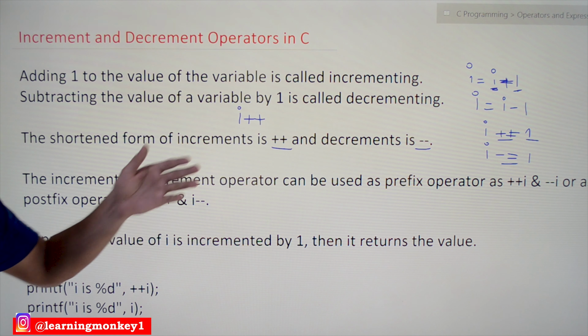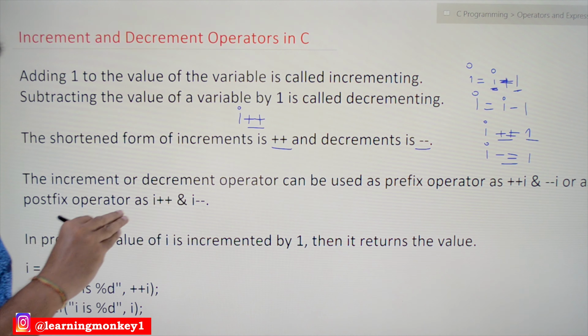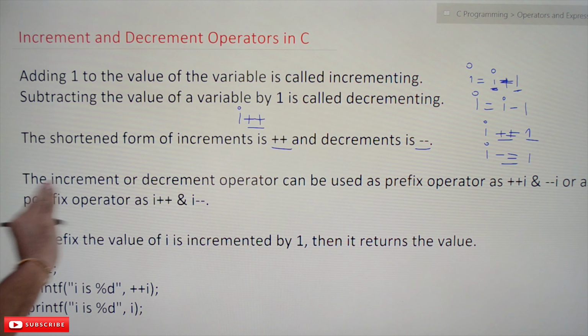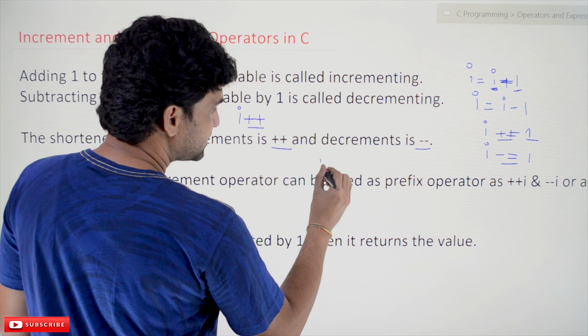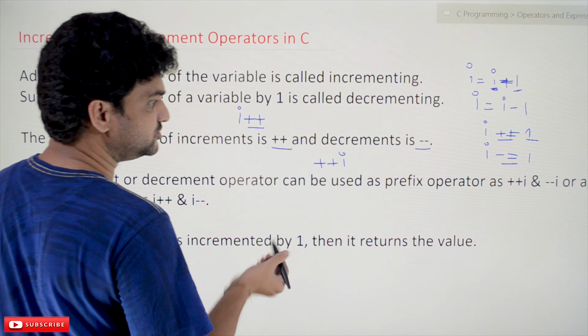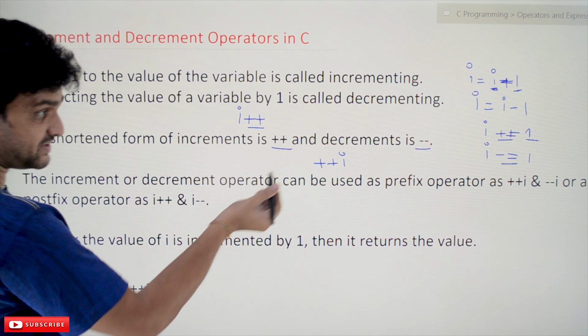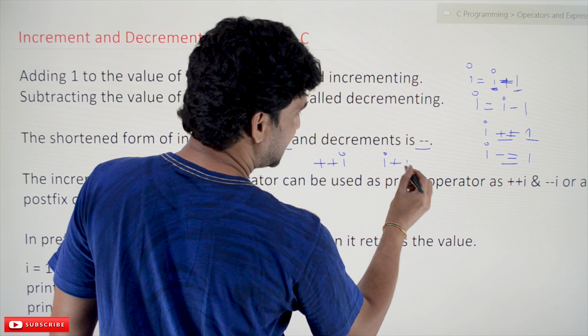The increment or decrement operators can be used in two different ways: one before the variable and the other after the variable. Plus plus I is one kind of utilization, which we call the prefix operator, and the other kind is I plus plus, after the variable.